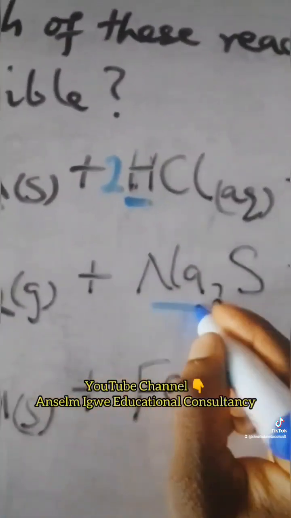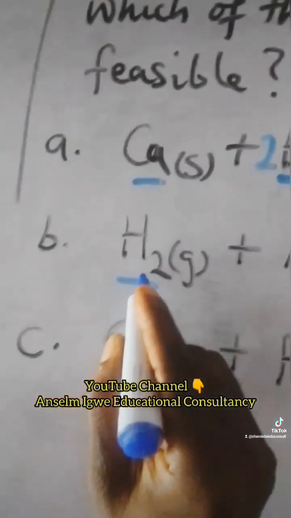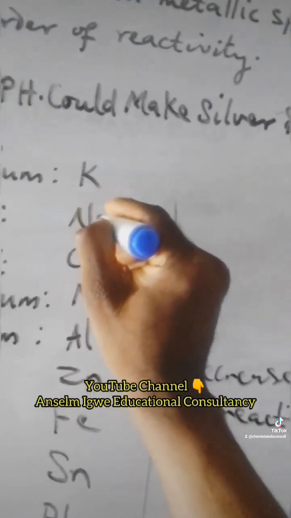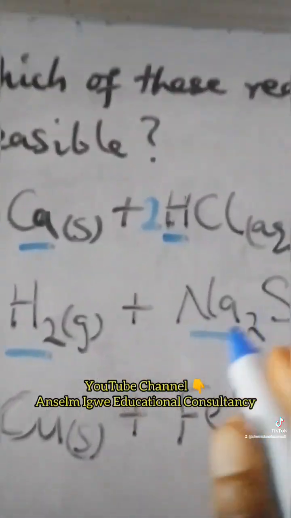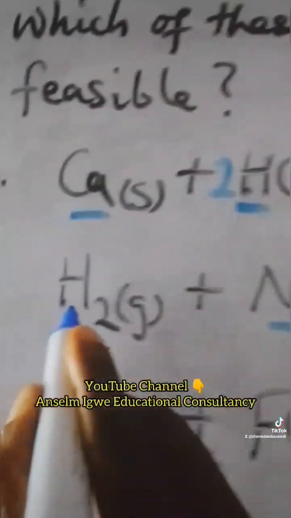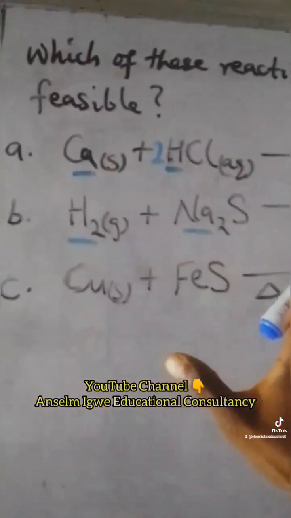But is this one feasible? Hydrogen and sodium. You see that hydrogen is down there, sodium is up there. So hydrogen cannot displace sodium. Rather, sodium can displace hydrogen. But sodium is already in a compound. Hydrogen coming in to displace it is impossible. So the reaction is not feasible.